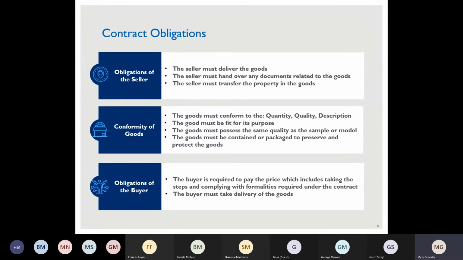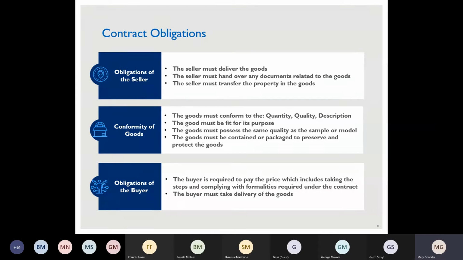Conformity of goods. The goods must conform to the quantity, quality, and description of the goods that you've quoted. The goods must be fit for its purpose. The goods must possess the same quality as a sample or model. So you cannot send a really good quality sample to me and then send actual goods that are not as good quality, or are bad quality goods.